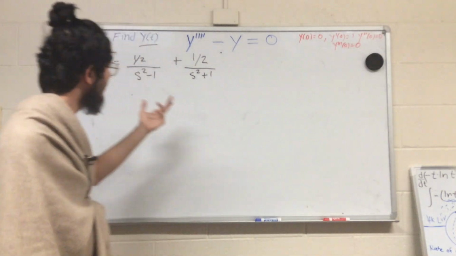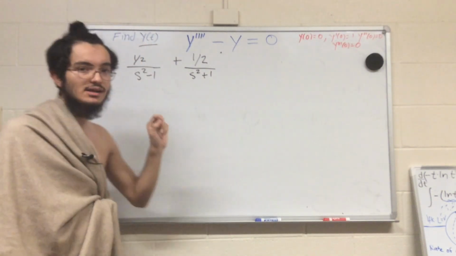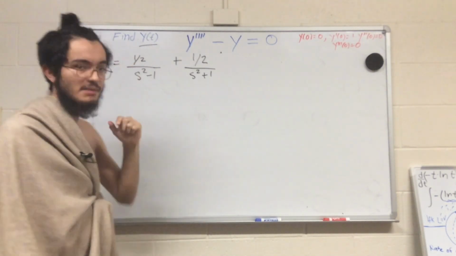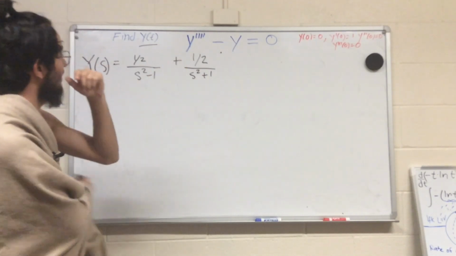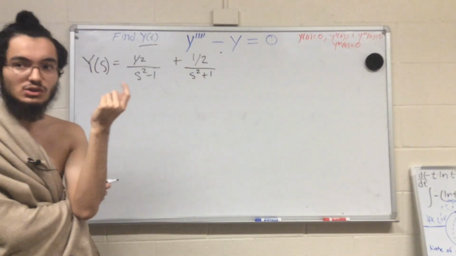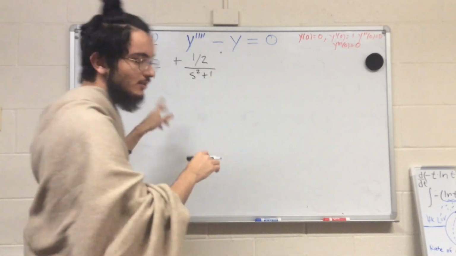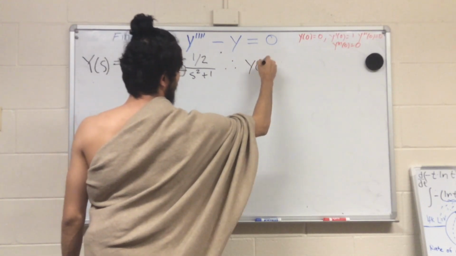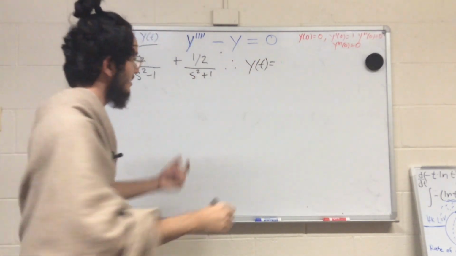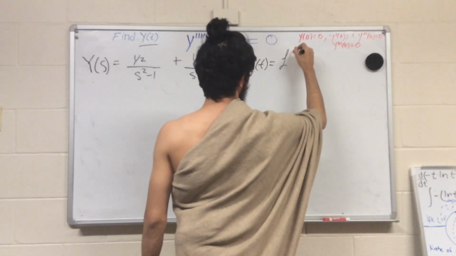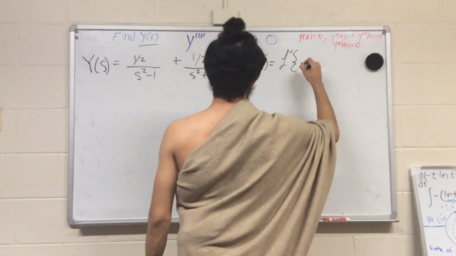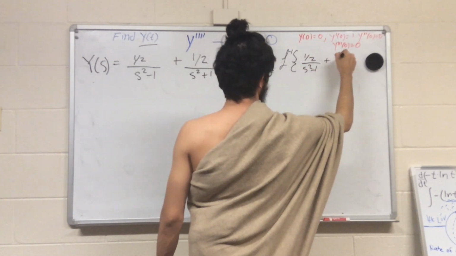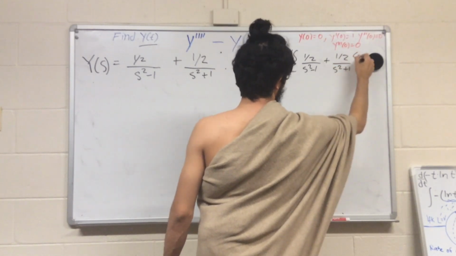Okay, so now we found the expression for the Laplace transform of y of t, which is a half over s squared minus 1 plus a half over s squared plus 1. Now if you take the inverse Laplace transform on both sides, you get the function y of t. So y of t is the inverse Laplace transform of 1/2 over s squared minus 1 plus 1/2 over s squared plus 1.